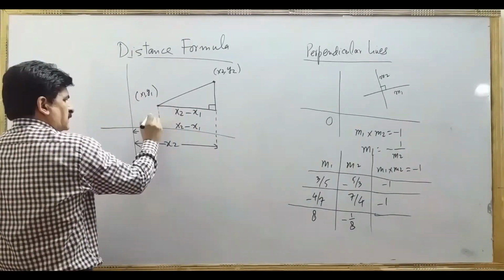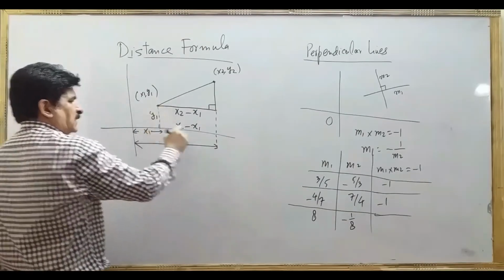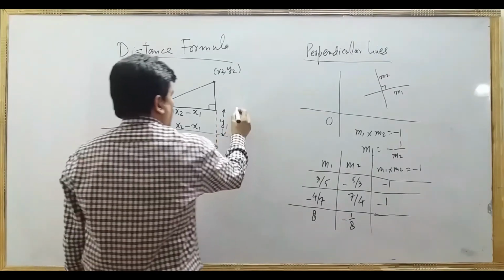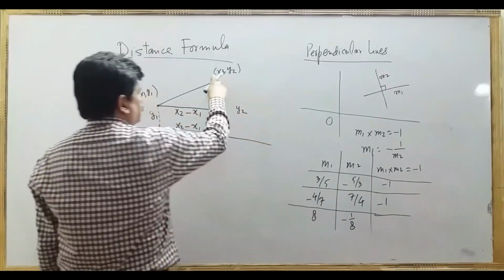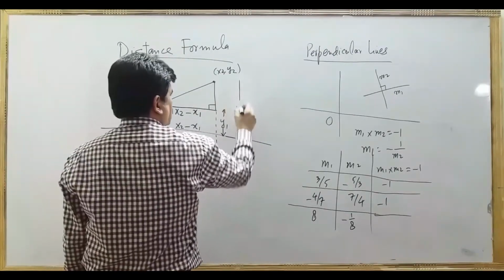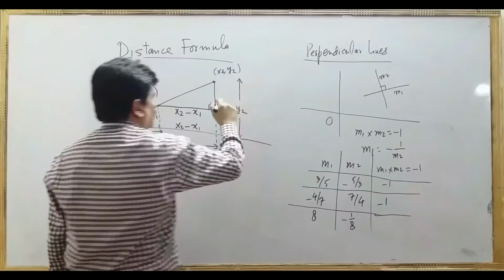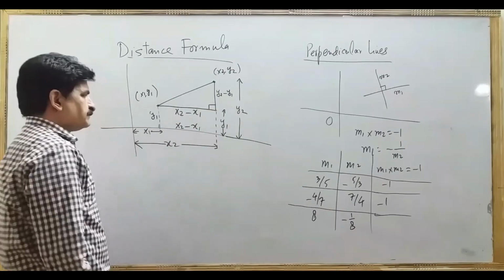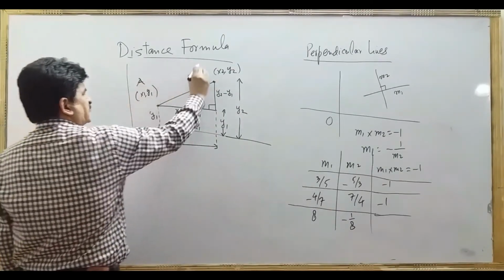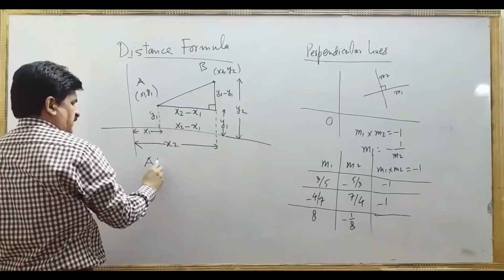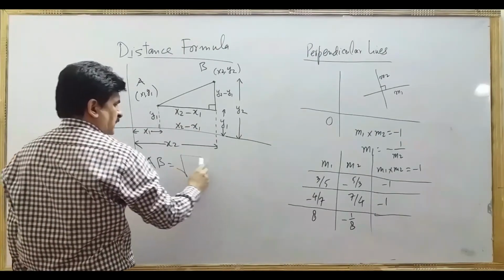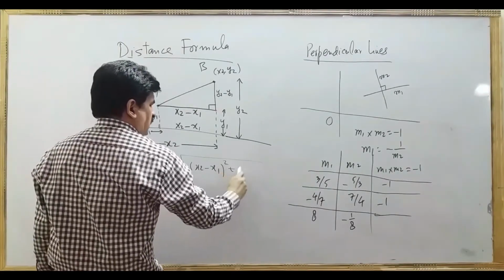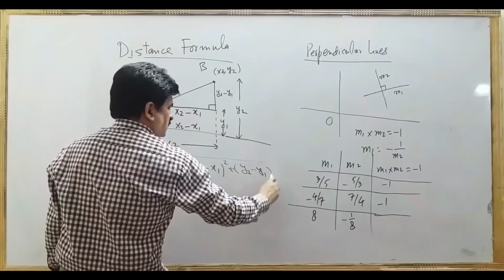Now this is y1, this length, this height. So this height will also be y1. And this is y2. So this total will be y2. So y2 minus y1, so this will be y2 minus y1. So if I name this as A, this as B, then this AB length or distance will be equal to under the root x2 minus x1 whole square plus y2 minus y1 whole square.